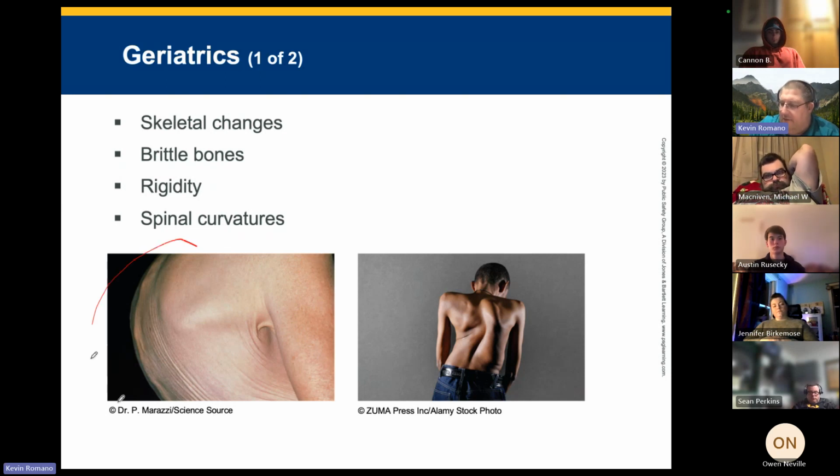This can be very painful on these long boards and everything else. Or your patient might have brittle bones like osteoporosis, rigidity, spinal curvatures like kyphosis or scoliosis. Many patients also cannot lie supine on a backboard or scoop stretcher without causing further injury. So if you're going to deviate from something, then just document why you did it.